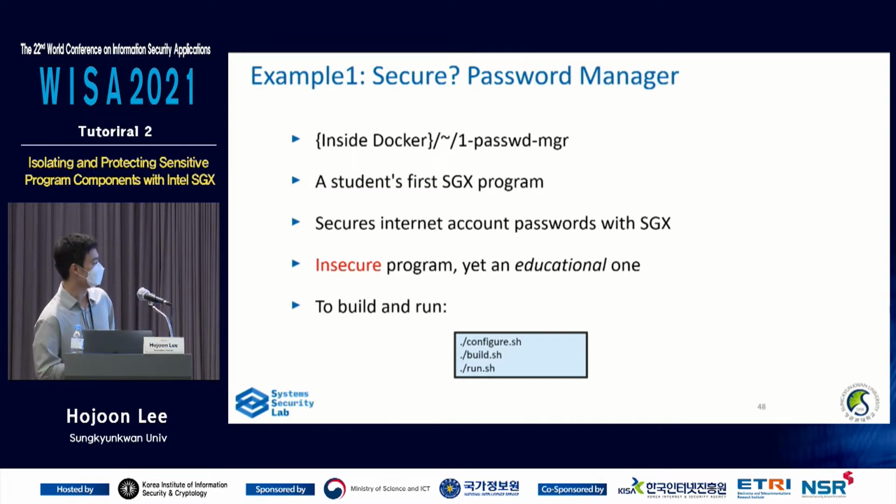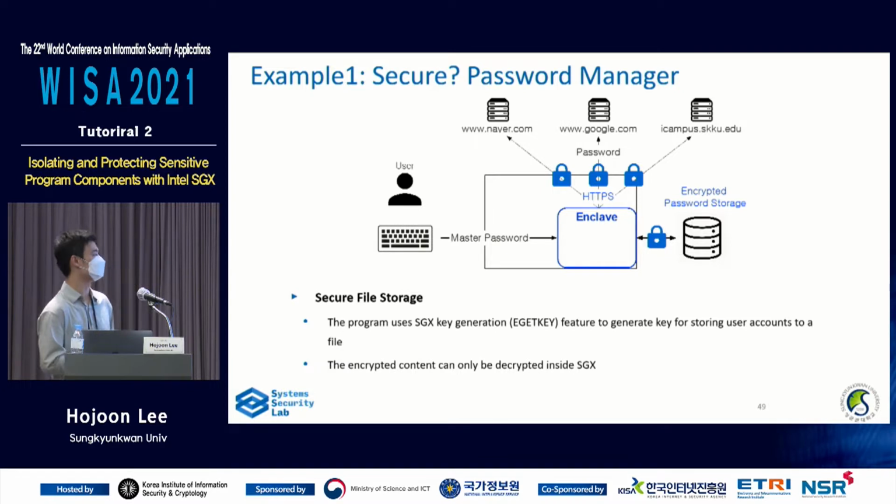So to build and run, you can enter that directory and configure, build, run. Just run the 3 scripts in order. All right, so this is what the program does. The program gets the master password from the user as a console input. The SGX will load the saved password storage, which is encrypted. And then if the master password matches, it's going to send the plain text password over to the website that you're trying to log into. This is actually not functional, but it's more like an example that shows how programs like 1Password can be implemented using SGX.